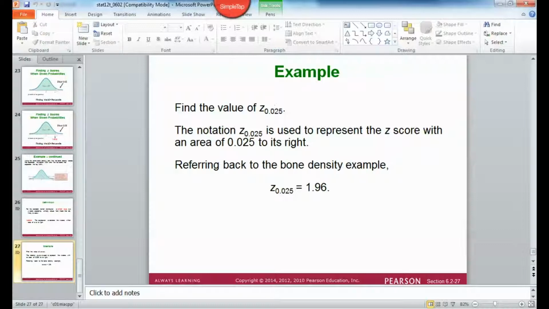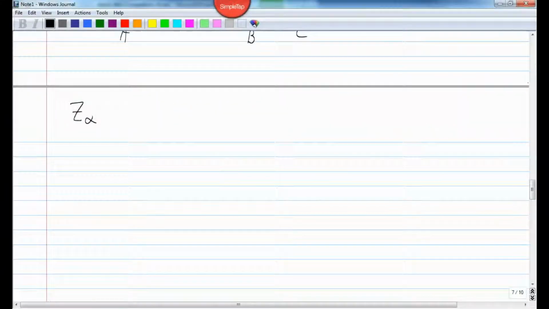All right, so for example, z sub 0.025. That's the area to the right of the z-score. So if I wanted to look up that value, the area that I look at, remember, is 1 minus 0.025. So I'd look at the area in the table, 0.975. We just did that, and we found that the value was 1.96.